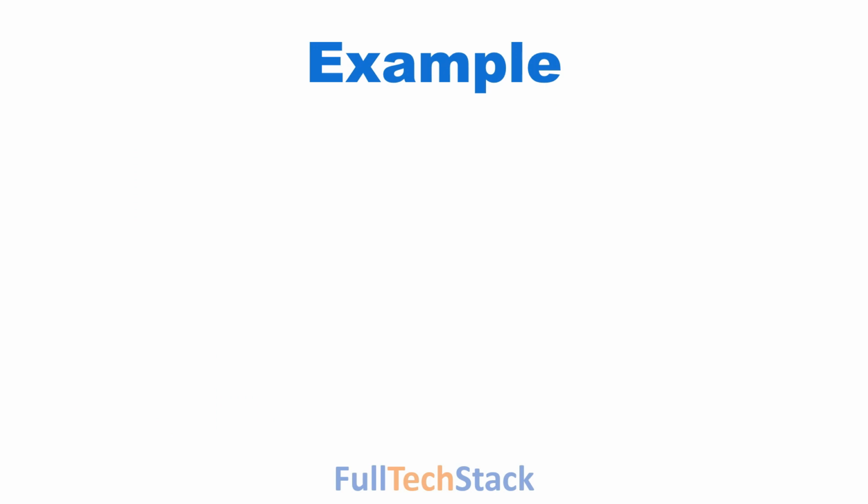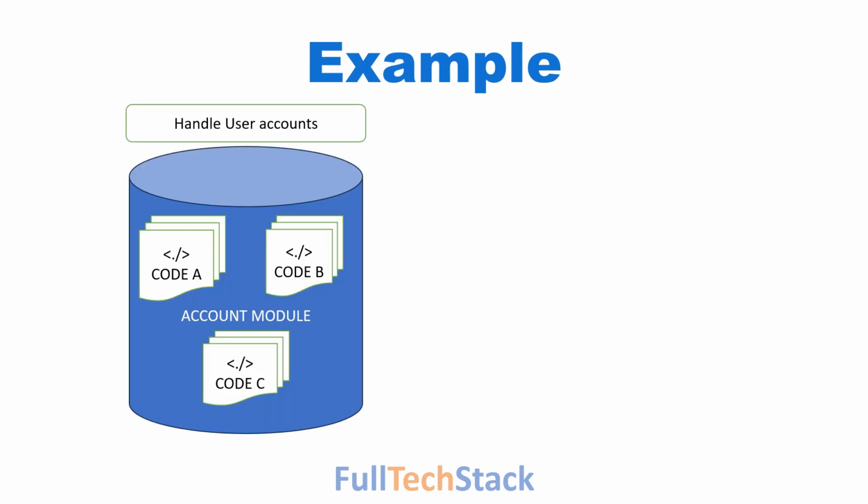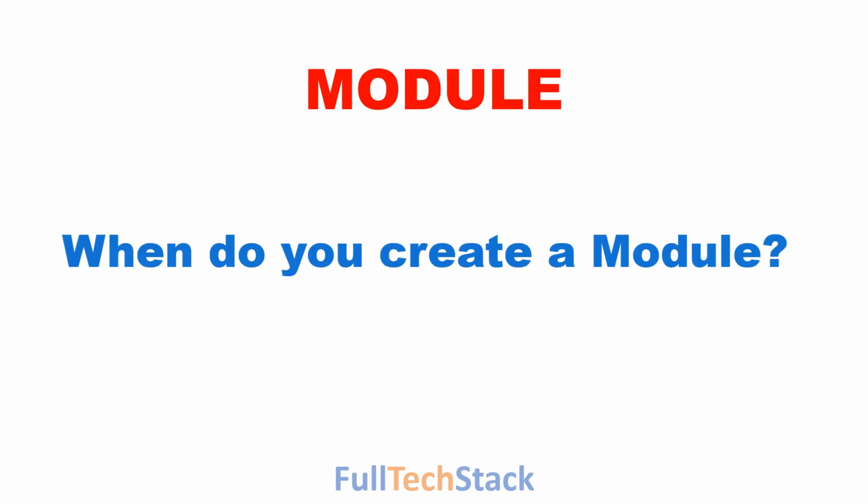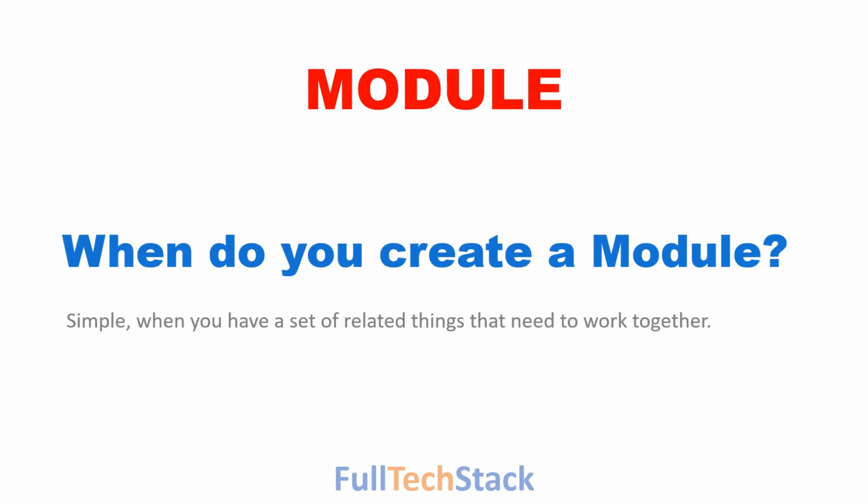For example, you might have a module for managing user accounts labeled as account module and another for handling product listings labeled as product module. So, when to create a module? It's very simple. When you have a set of related things that need to work together, you create a module.